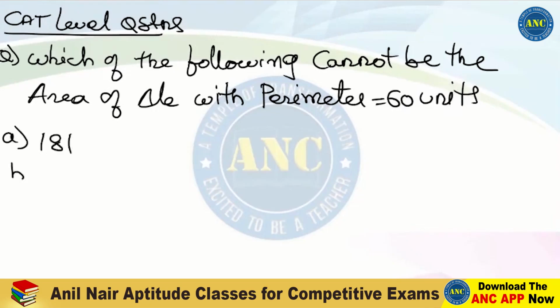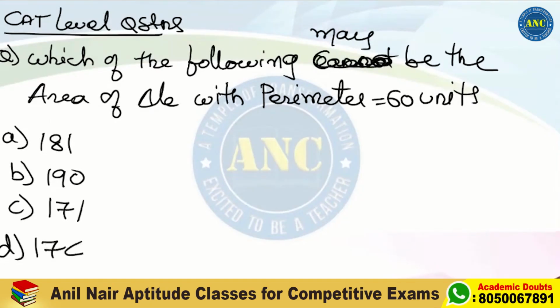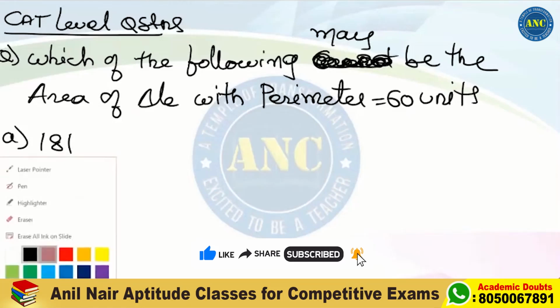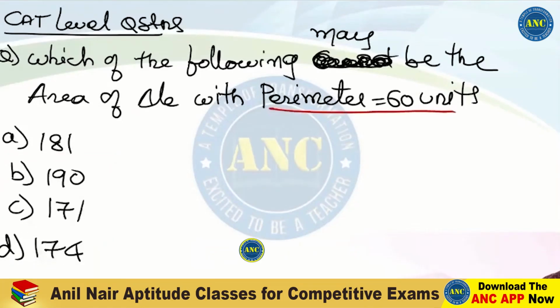Options are 181, 190, right? Which of the following may be or cannot be is also the may be the, right? 171 and 174. Which of the following may be the area of a triangle with perimeter 60 units?